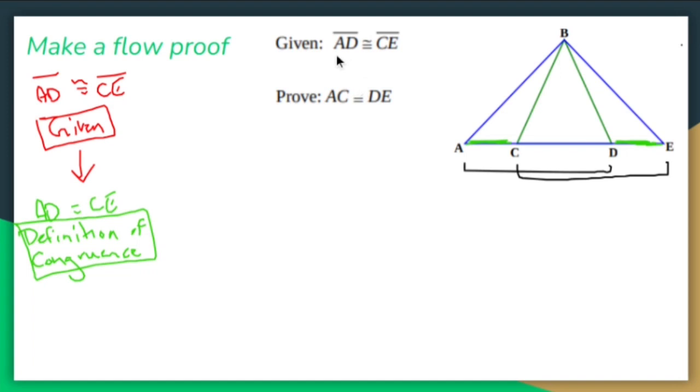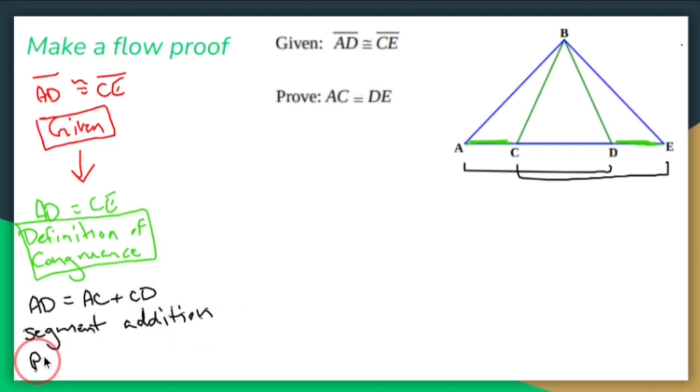Now what? Well, I need to go from AD and CE to AC and DE. So how can I do that? How can I turn these guys into these guys? Well, AD includes AC, because AD is AC plus CD. So let's say that AD is equal to AC plus CD. Now, when you take two segments and add them to make one more segment, that's called the segment addition postulate.